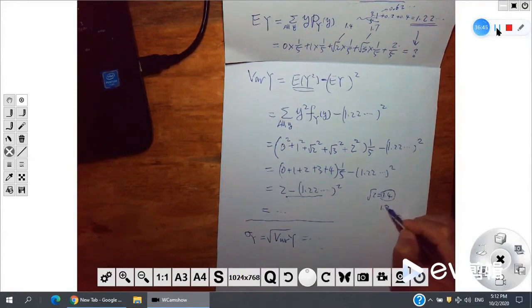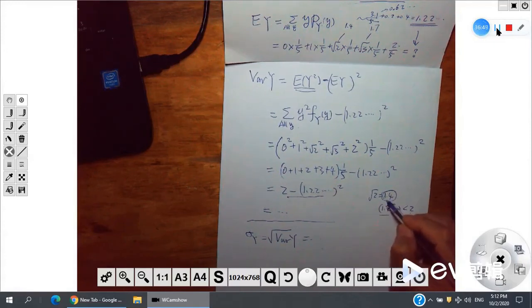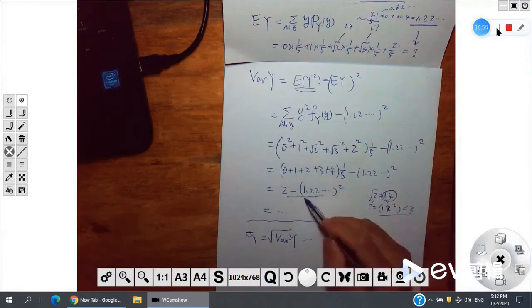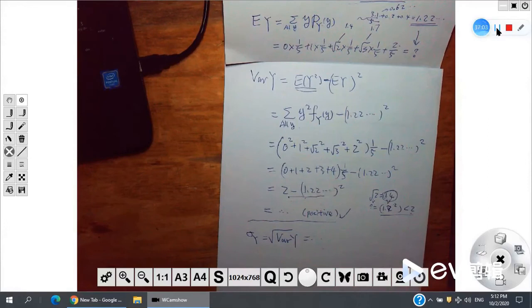Square will be smaller than 2, right? You take the square; this one is smaller than this. So you take the square of some number smaller than 2, so this is smaller than 2. So this is positive, right? This is positive. It is good. All right, what's the time? 37.